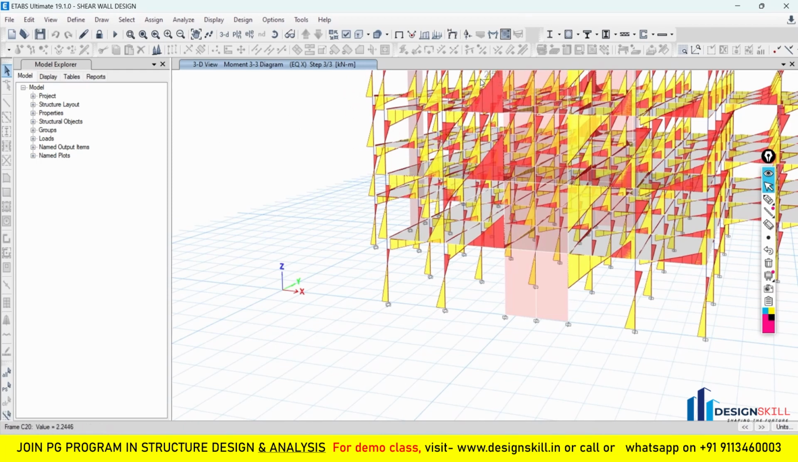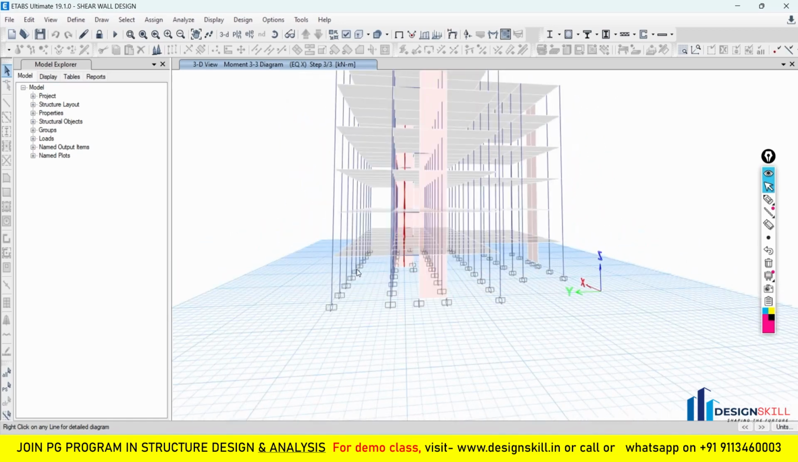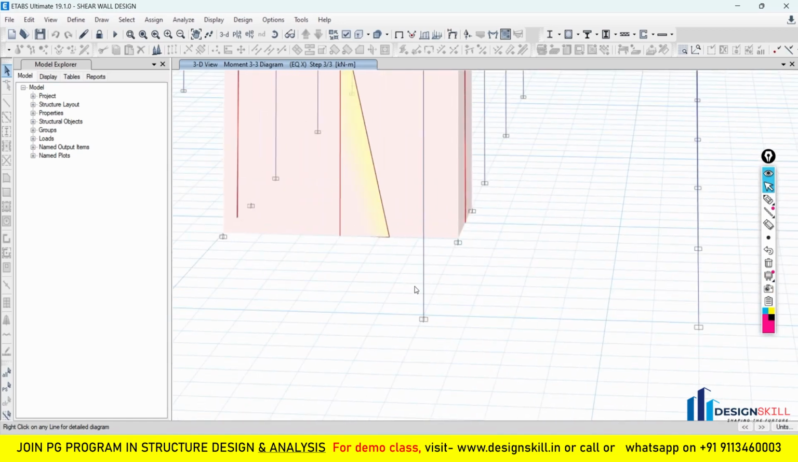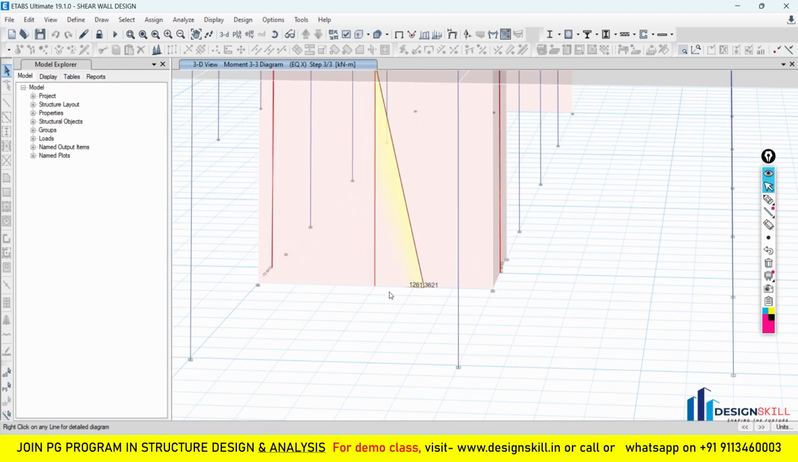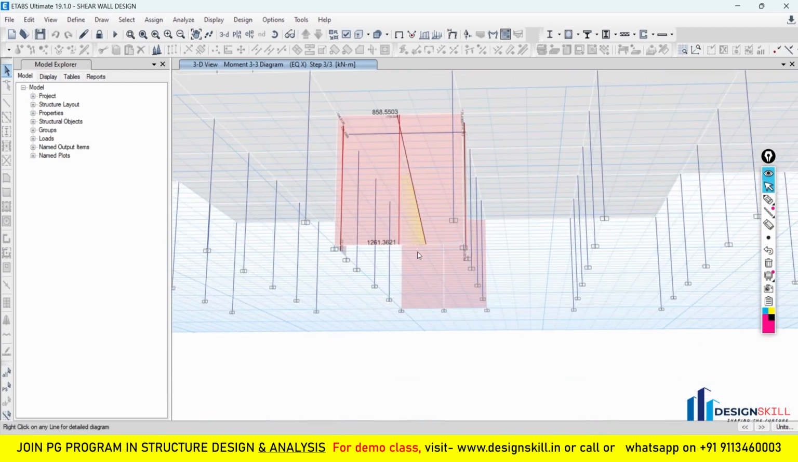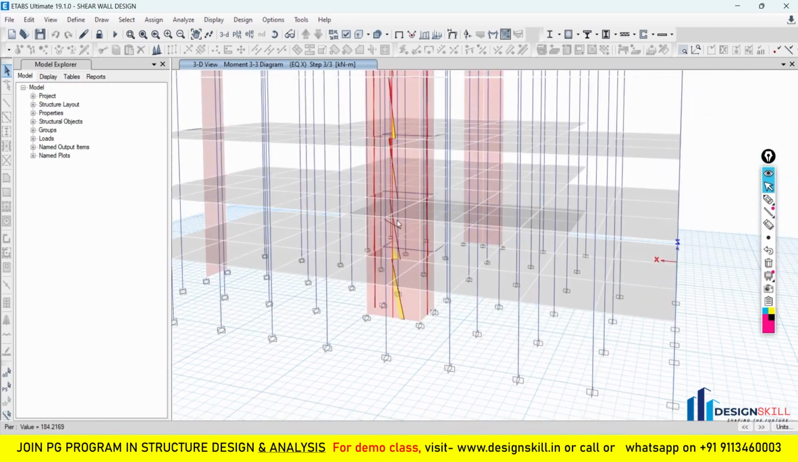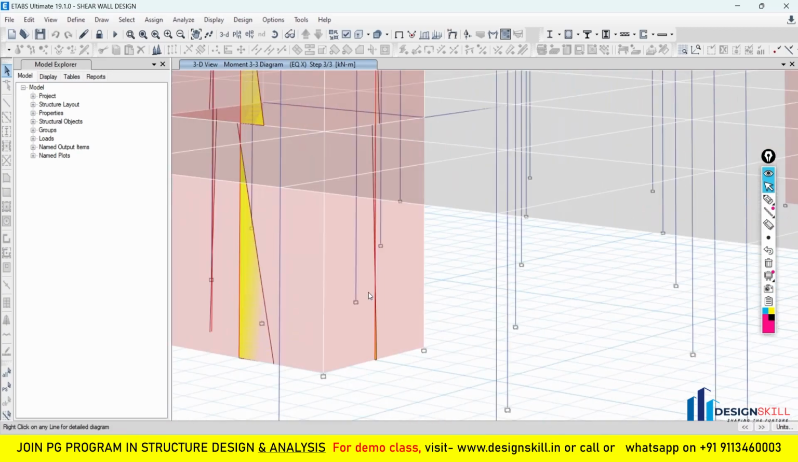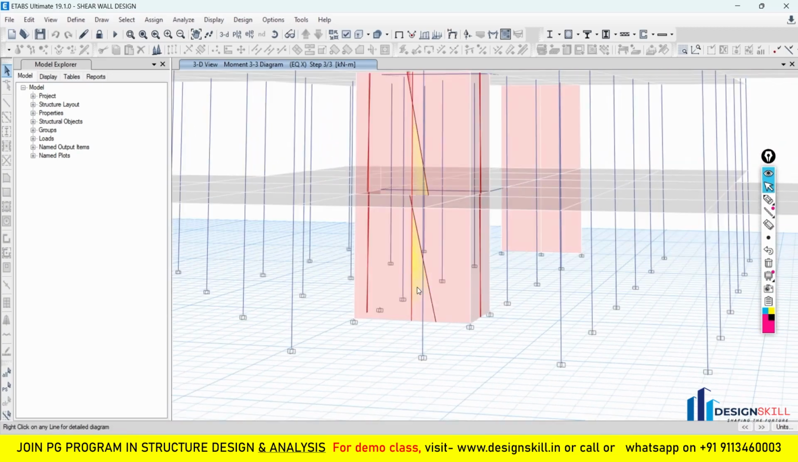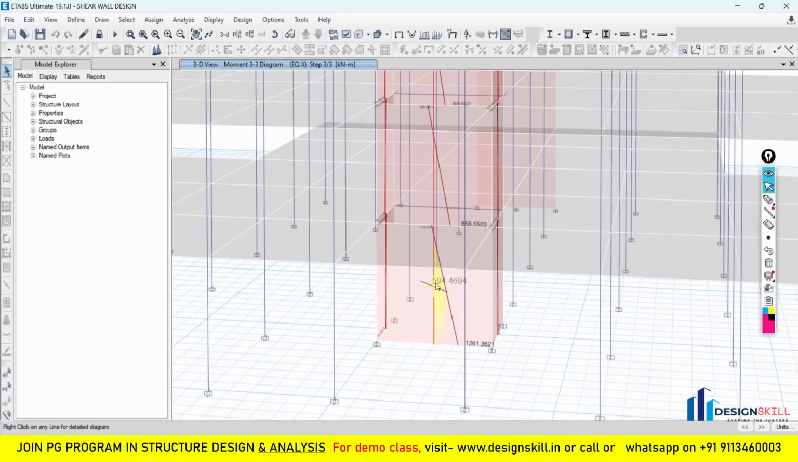To look at the bending moment for the shear wall, again go to Display Frame Forces and, instead of frames, select piers and apply it. Now if you look at the bending moment of this shear wall, you will find that the maximum bending moment occurs at the bottom of the story. So the formation of plastic hinges, or we can say yielding, will occur at the bottom of the story.